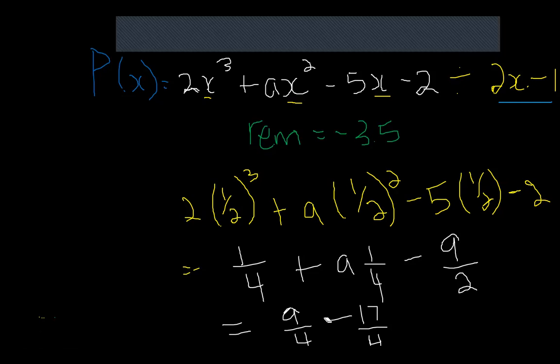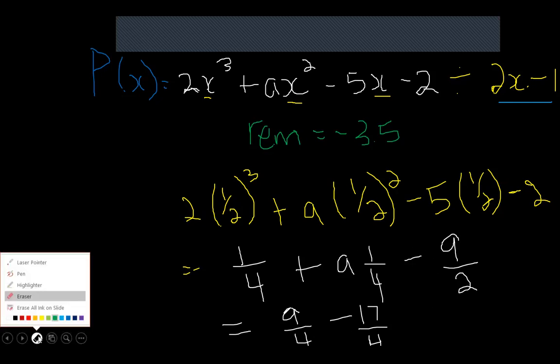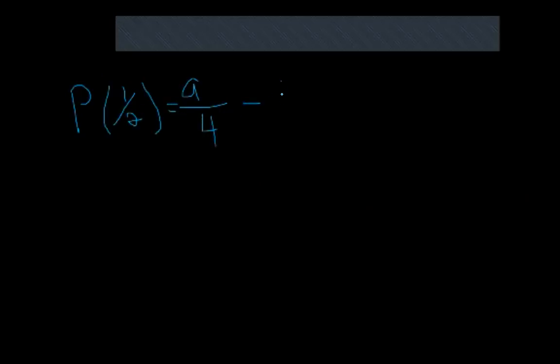So I have that this right here is my remainder: a on 4 minus 17 on 4. That's my remainder. Let me clear the whole thing. So when I did that whole thing, I got the remainder. I said I was going to name this P, and I said that P of a half, the remainder that I got, is a on 4 minus 17 on 4.